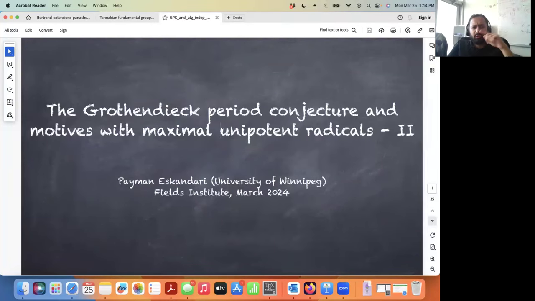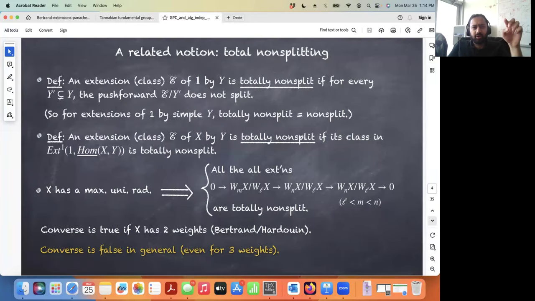Oops. Sorry, Payman, before we move on, may I clarify this definition of totally non-split? So you're pushing forward along the inclusion of y prime into y. Is that along the quotients by the inclusion? Yes, along the quotient map.